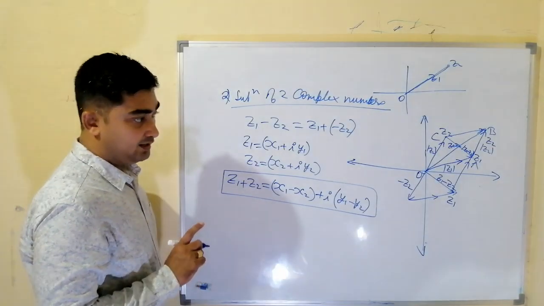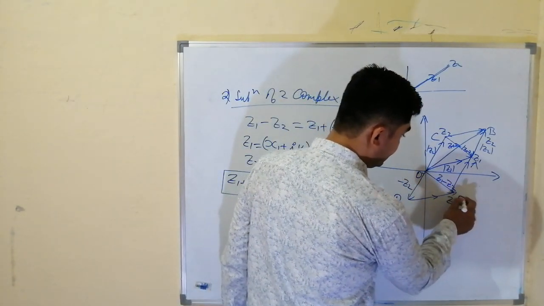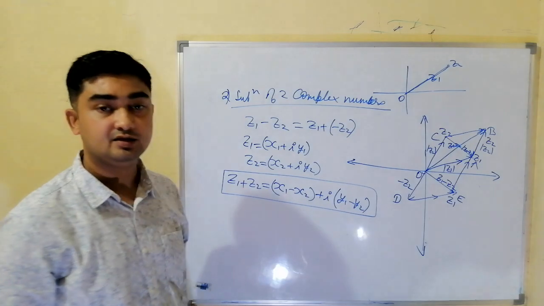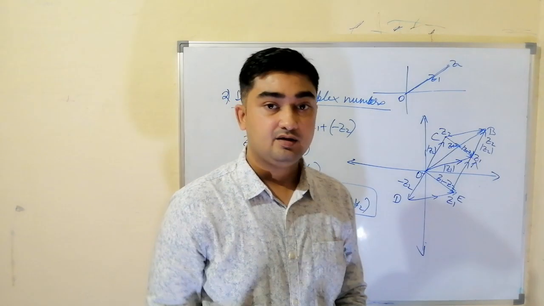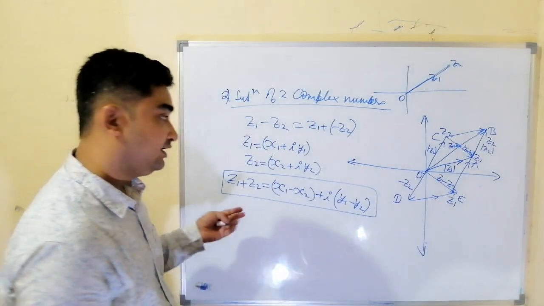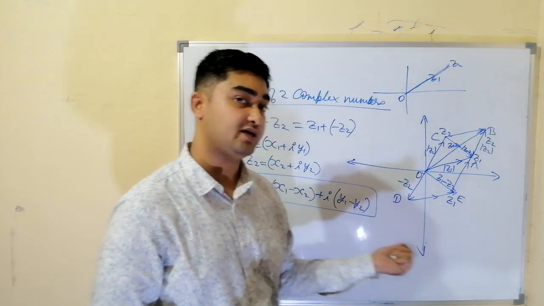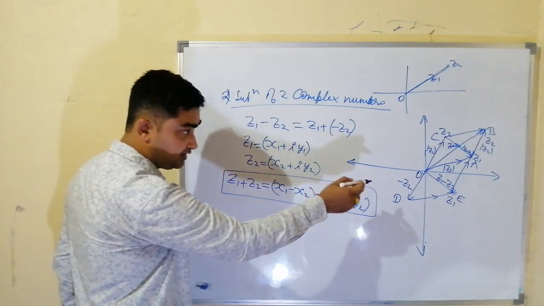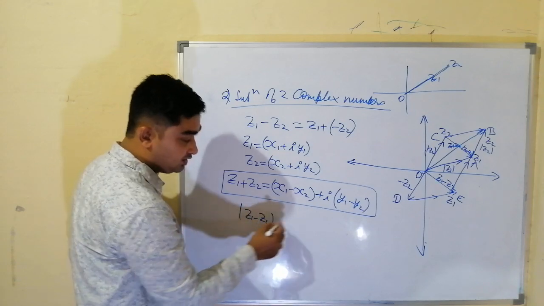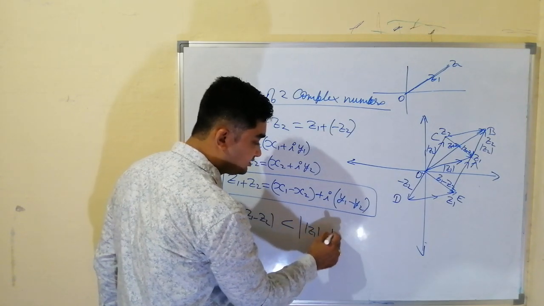So here also let us name this triangle as ODE. In triangle ODE, we can apply the property that any side is always greater than the difference of the other two sides in the triangle. So we can take OE. What is OE? Mod of Z1 minus Z2 is always greater than the difference of the other two sides. The other two sides are Z1 and Z2.